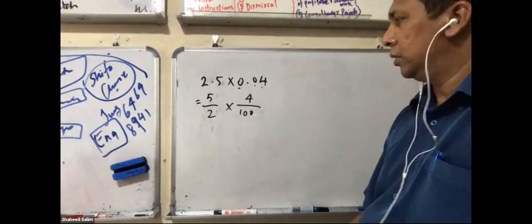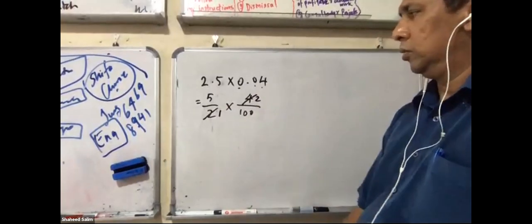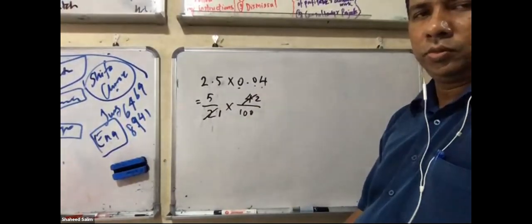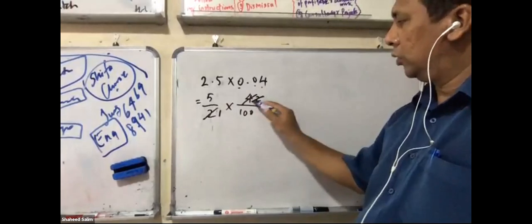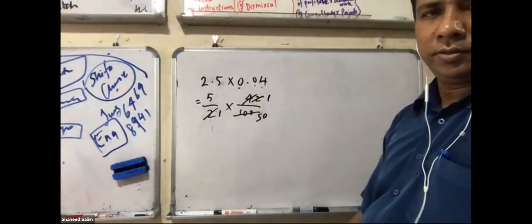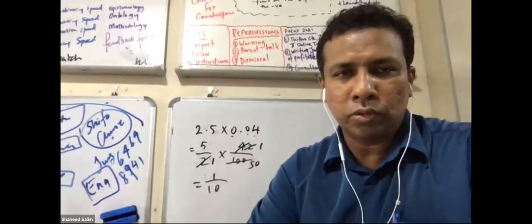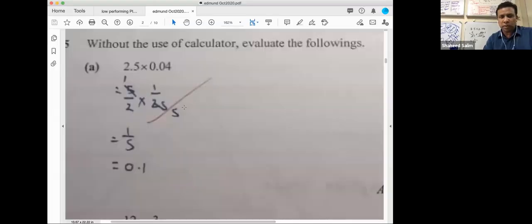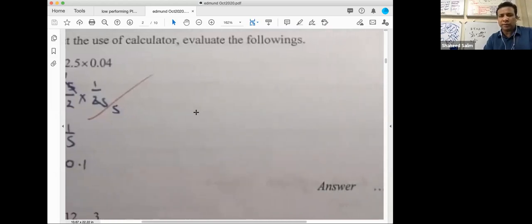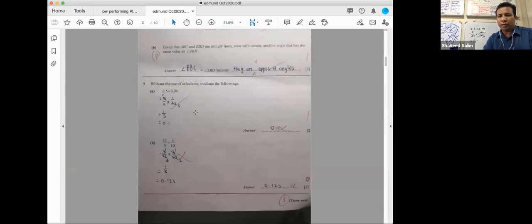Can do that. Divide by 2, get 1. Divide by 2, get 2. Divide by 2, get 1. Divide by 2, get 50. 1 over 10. Okay, but what did they ask you to do? Let me see. They ask you to just evaluate. So 1 over 10, you got 0.1.